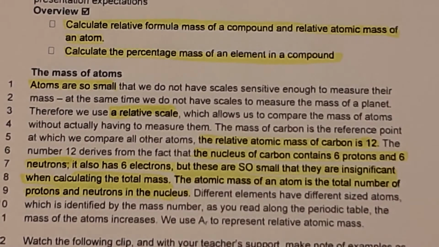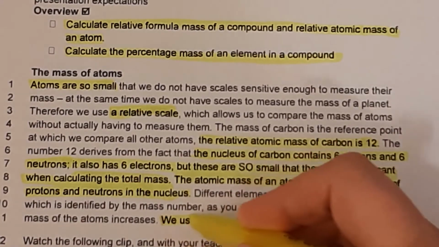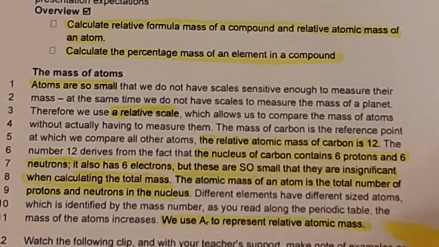Different elements have different sized atoms, which is identified by the mass number. As you read along the periodic table, the mass of the atoms increases. We use A subscript R, with the A capitalised and the R subscript, to represent relative atomic mass.